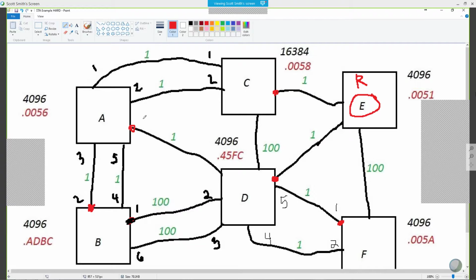My designated ports. Well, I know that's designated because the other side is root. I know that's designated. I know that's designated. I know that's designated. I know that's designated. The bridge ID here is lower than the bridge ID here, so that's designated, and that's designated. The bridge ID here is higher than the bridge ID here, so that's designated. The bridge ID here is higher than the bridge ID here, so that's designated, and the bridge ID here is lower than the bridge ID here, so that's designated. Of course, the root never loses, so all those ports are designated. Oops, this one here, 16384, 4096, that's designated.